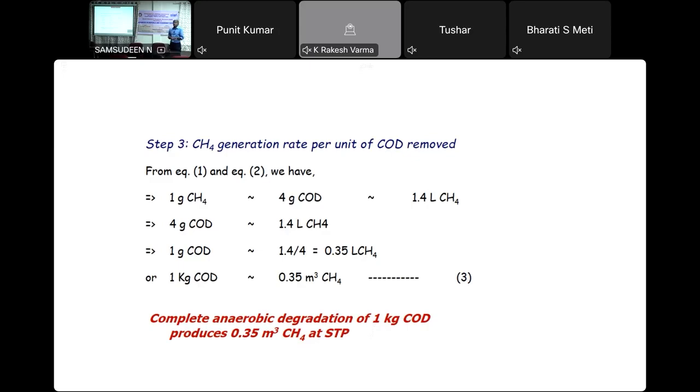So that's a simple way of calculating how much COD you have in your input and how much methane you're going to produce. When you have 1 kilogram of COD, theoretically, how much methane are you going to produce? A simple way to calculate. Okay. All right. So let's go back step by step. Go back one more time to reinforce. Go back to step one.